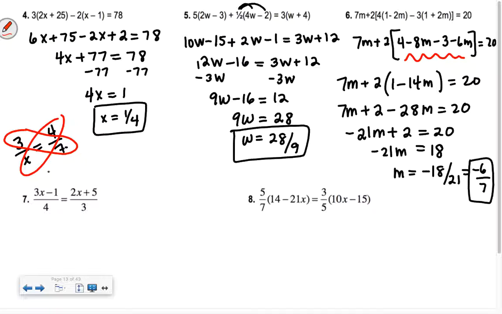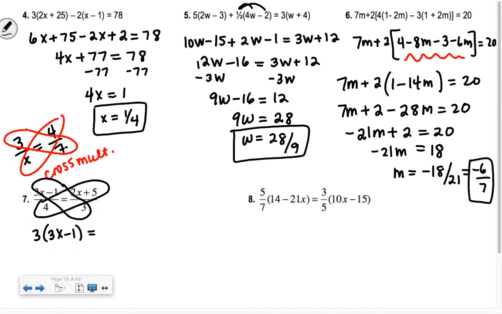Okay, so we are going to cross multiply. We're going to take the 3x minus 1 times 3. So we're going to have 3 times parentheses 3x minus 1. I need to remember to write parentheses, otherwise I won't distribute. Or you could just do it all together, some of you just write 9x minus 3. And then we're going to do the 4 times 2x plus 5. So we get 9x minus 3 equals 8x plus 20.